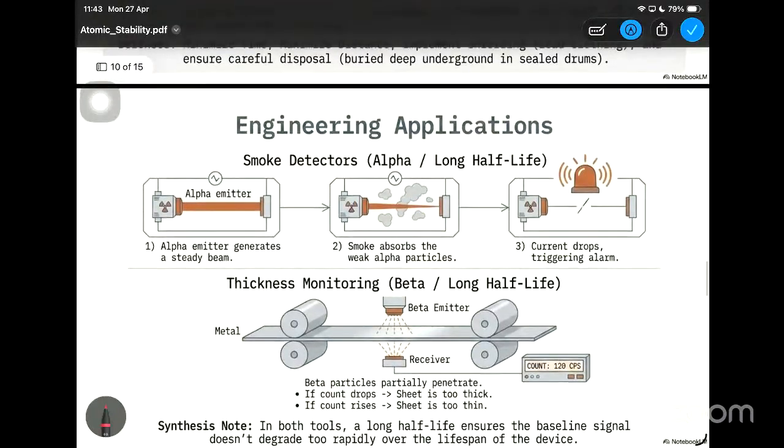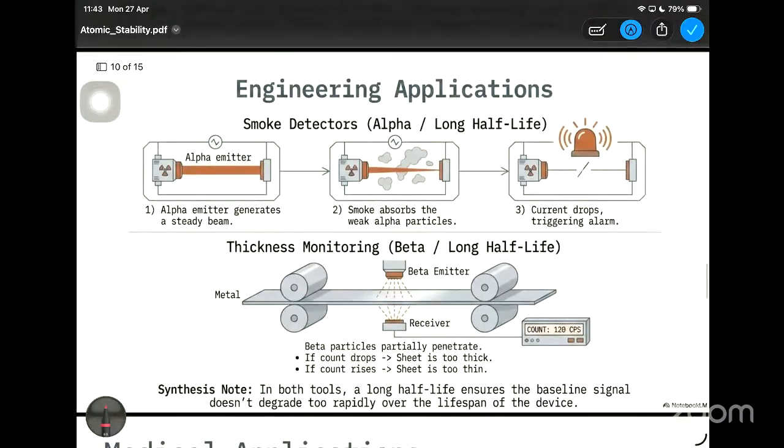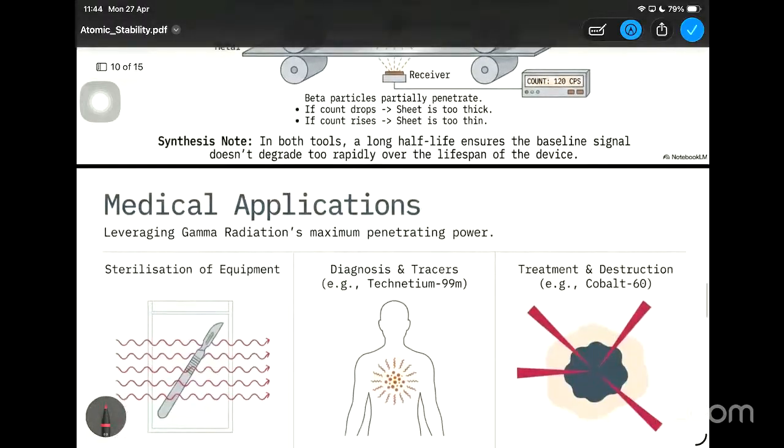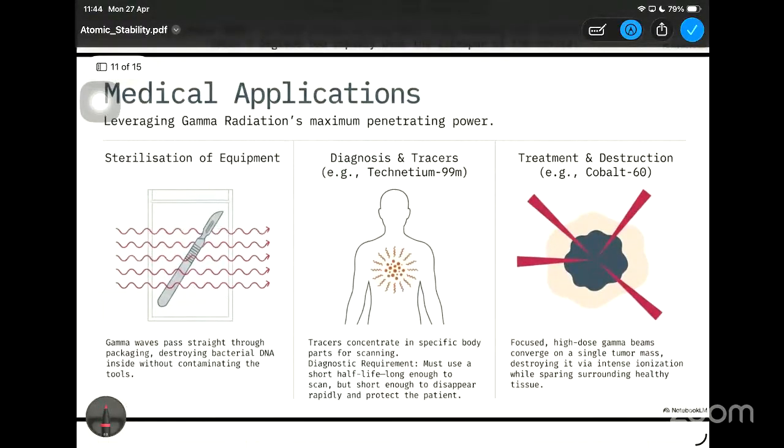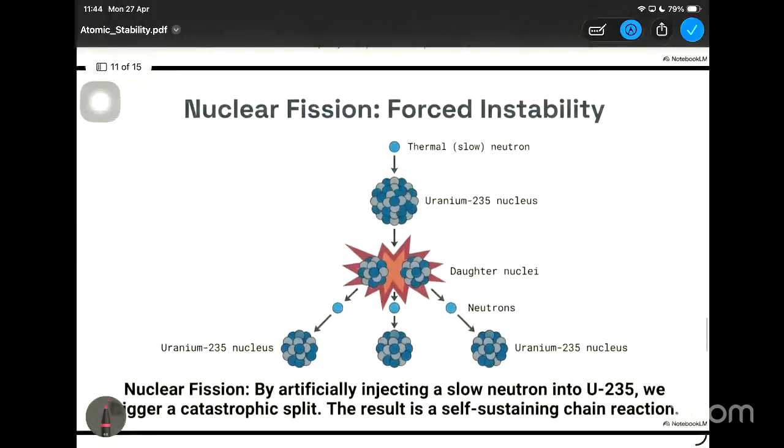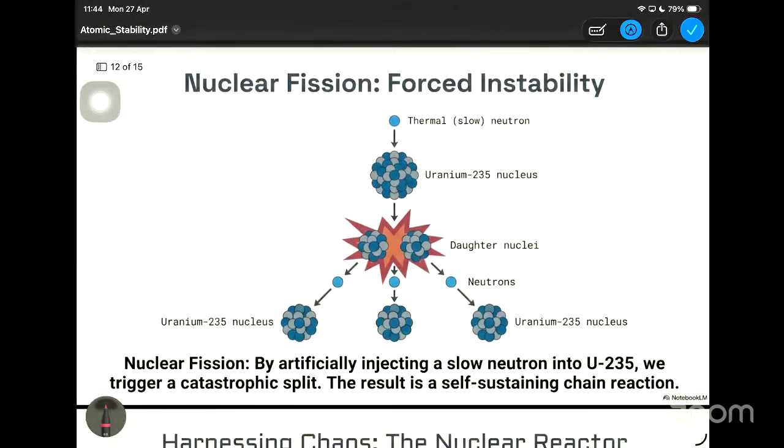And the engineering applications, no need of going through this one. And the medical applications of radiation, why we are using it and what the most important things are. So just try to remember one or two, that's enough. Then the nuclear fission and the nuclear fusion part.